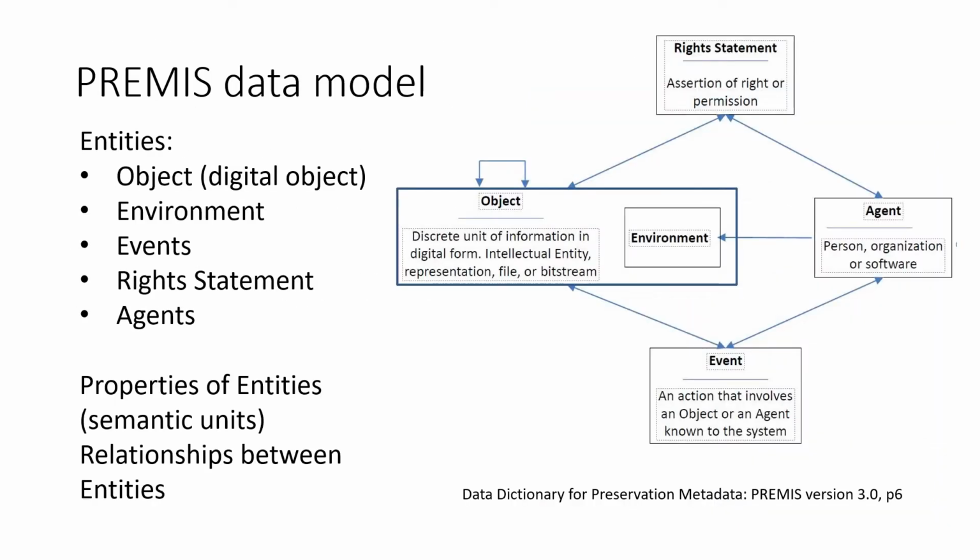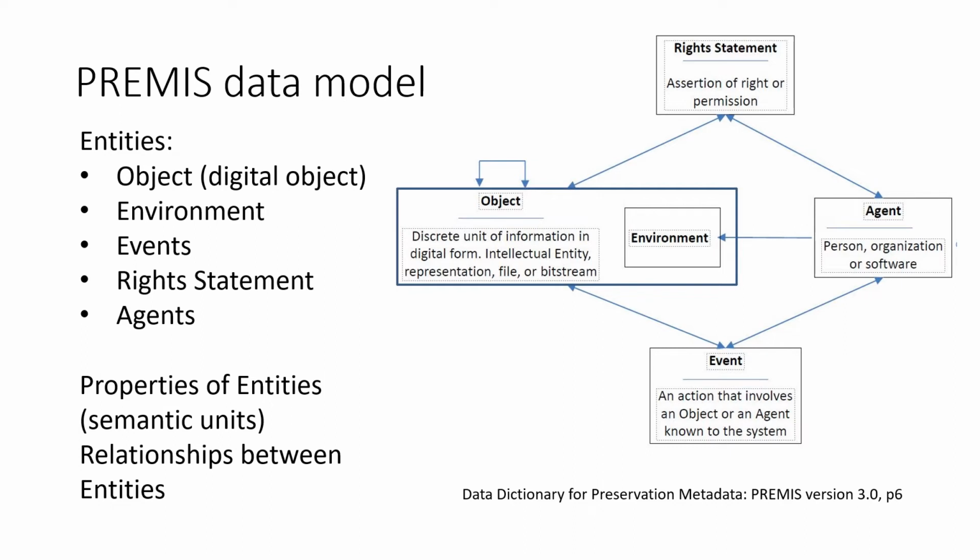The PREMIS data model. The data dictionary is built on a data model that defines 5 entities that are important in regard to digital preservation activities. These are objects, environments, events, rights statements, and agents. Each semantic unit defined in the data dictionary is a property of one of the entities in the data model. For the PREMIS data model, boxes represent entities and arrows represent relationships between the entities. The arrow indicates the direction of the relationship as recorded in the metadata.